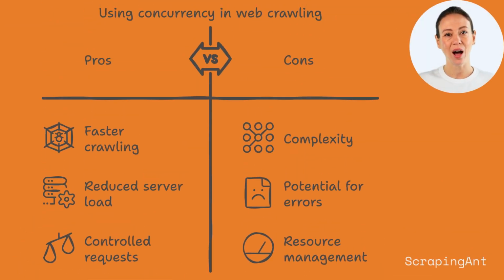First, let's talk about what concurrency is in this context. It means making multiple requests at the same time, but with control over how many requests we send simultaneously. This helps reduce the load on a server while still speeding up the crawling process. We'll be using Python's ThreadPoolExecutor from the concurrent.futures module to limit the number of concurrent requests.